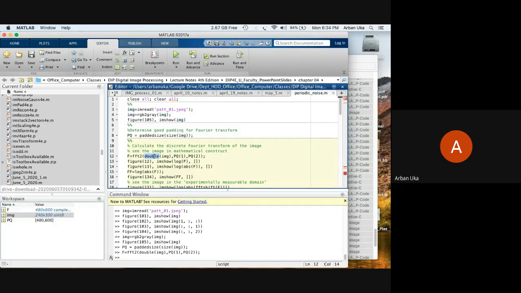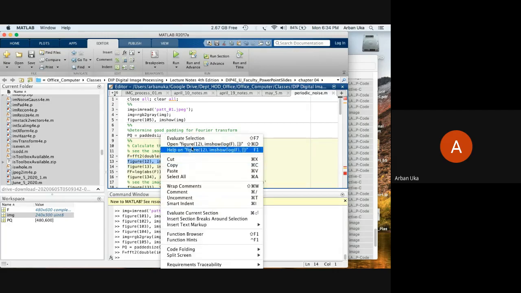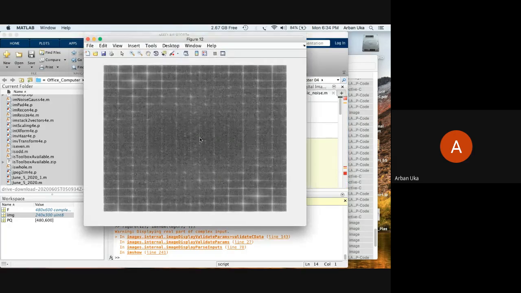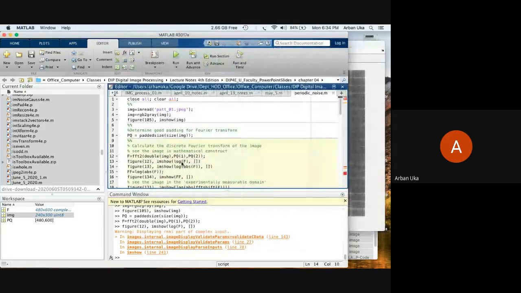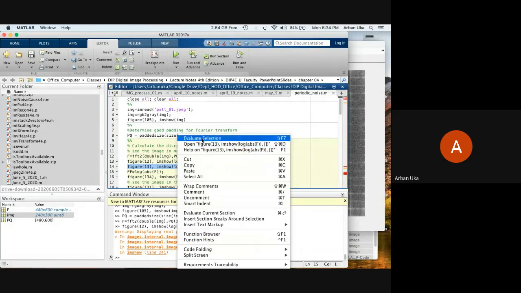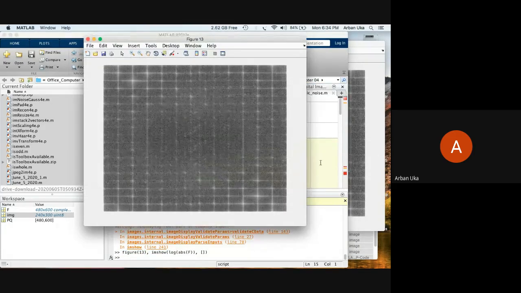First of all, we transform the variables from unsigned integer to double, and afterwards we do the fast Fourier transform. Let's see how the fast Fourier transform looks. What we observe here are some periodic patterns in this figure, and this is the logarithm of f. An almost equivalent figure we also observe by doing this one. You can check these codes again later.